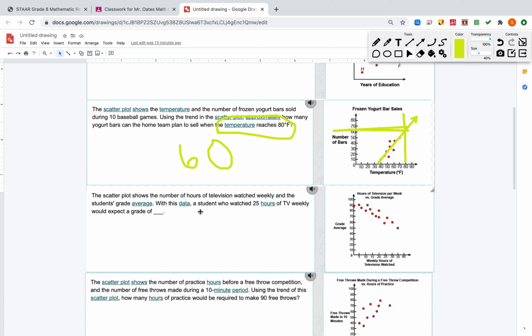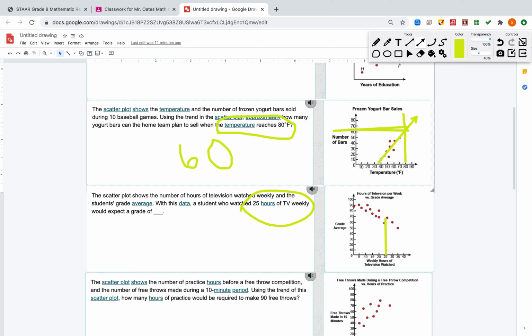All right, we're going to do another example of the same one. A scatter plot shows the number of hours of television watched weekly and the student's grade average. With this data, a student who watches 25 hours of TV weekly would expect a grade of. So what do we know? First, we know that there's 25 hours of TV in a week. So that's on this axis right here. I'm going to draw a line for 25 hours of TV, somewhere about right here.